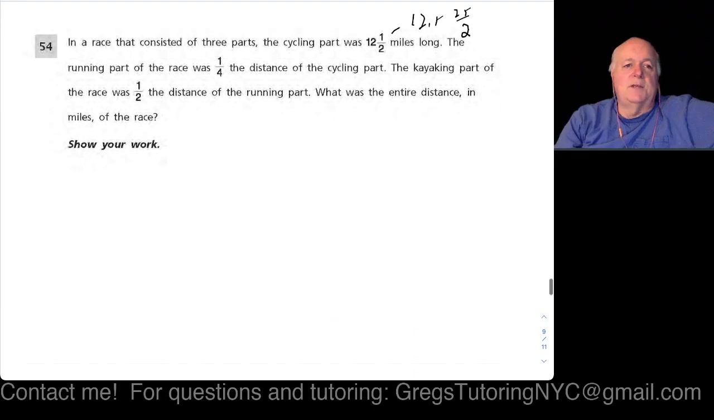So in a race, there consisted of 3 parts. The first part was the cycling. The cycling was 12.5 miles. Okay, so there's a unit there again. The running part was 1/4 the distance of the cycling. So we can just write it out. The running was 1/4 of the cycling.